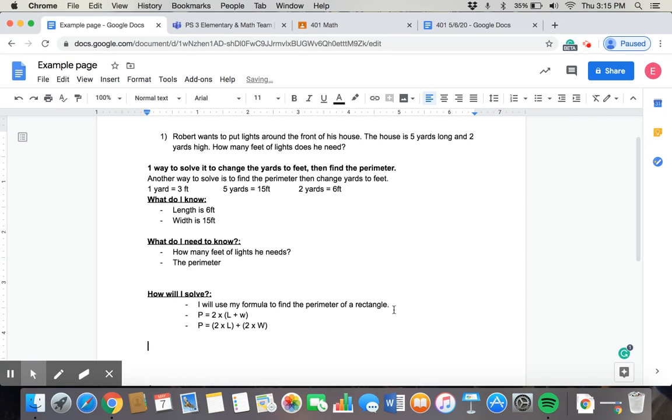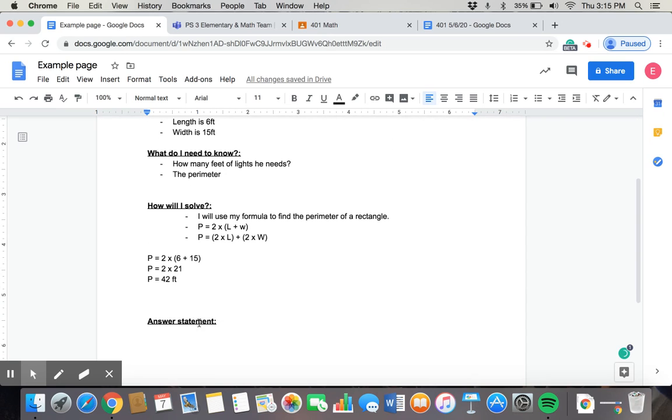So I'm going to plug in my width and my length. I'm going to put perimeter equals 2 times my length we said is 6 feet. So I'm going to put in 6 plus my width we said is 15 feet. I'm going to put in 15. I'll add them together. So it'll be 2 times 6 plus 15 will give me 21. And then I will just multiply 2 times 21 and I will find 42. Again, remember your units. 42 feet is the perimeter, but I am not done.